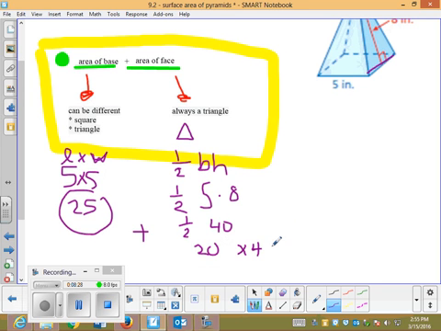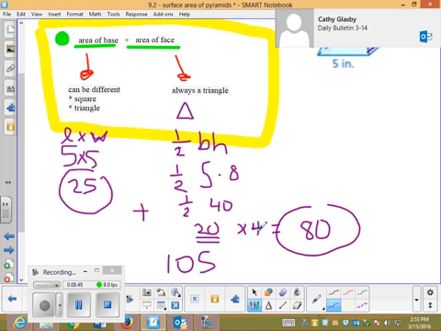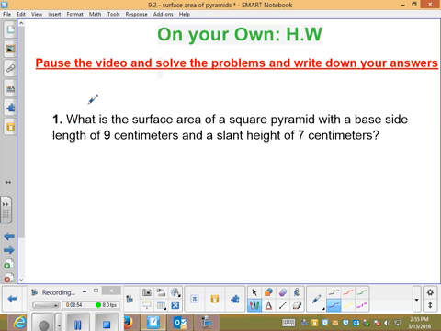20 times 4 is going to give you 80. I apologize. And then you take the 80 and you add it with the 25, and that's going to give you your final answer of 105. Again, make sure you take this 20 and times it by 4, because you need to make sure that you do the 4 triangle sides. Okay? All right. So let's go ahead and have you try this one example on your own.